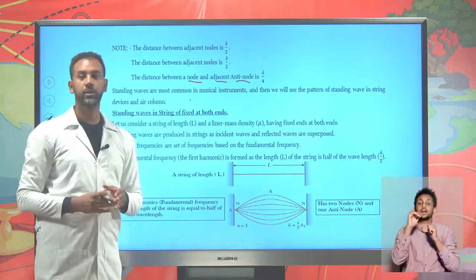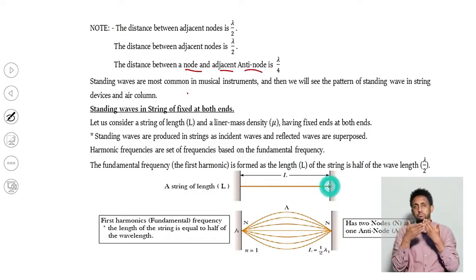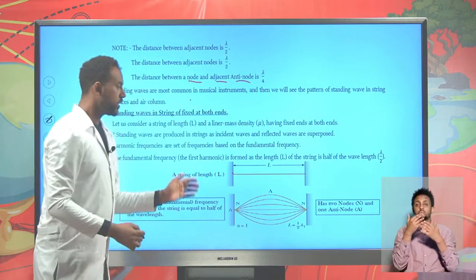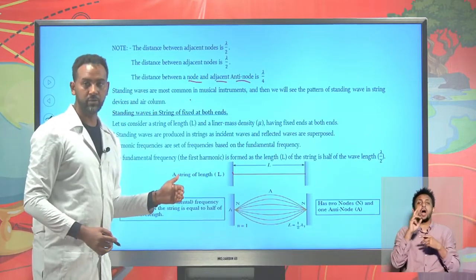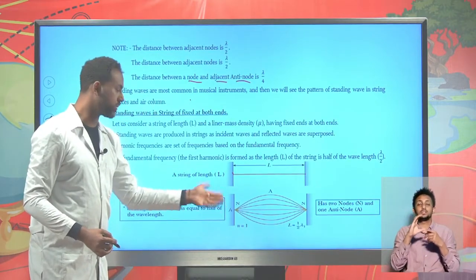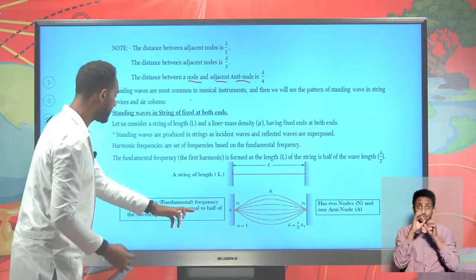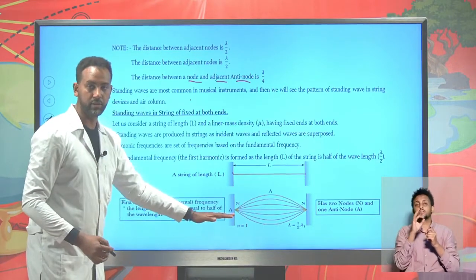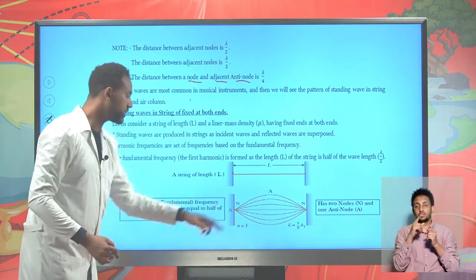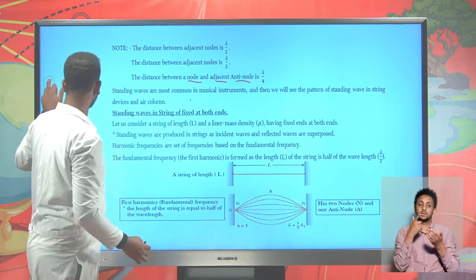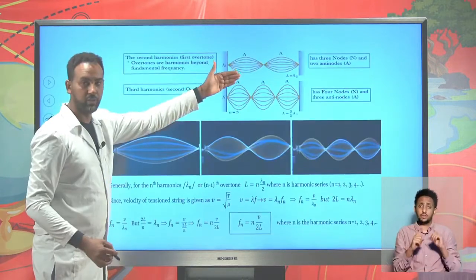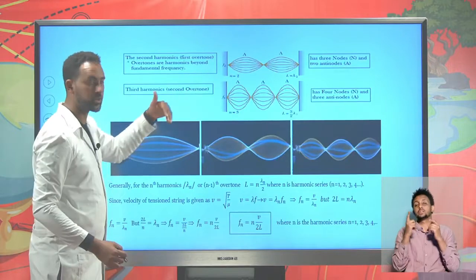Standing waves for a string fixed at both ends. For example, here you have a string which is fixed at both ends so that you can produce the harmonic series, or frequencies might be formed. This might be the fundamental frequency of a string fixed at both ends, or you might have different harmonics, the second harmonic, the third harmonic, and so on.